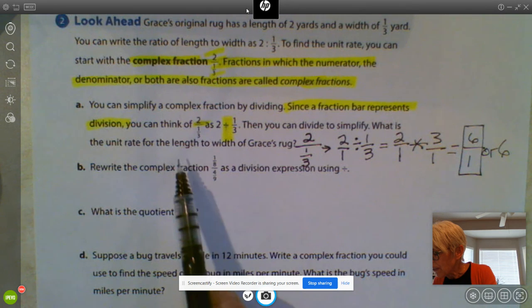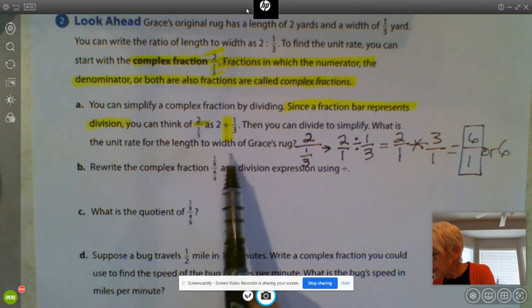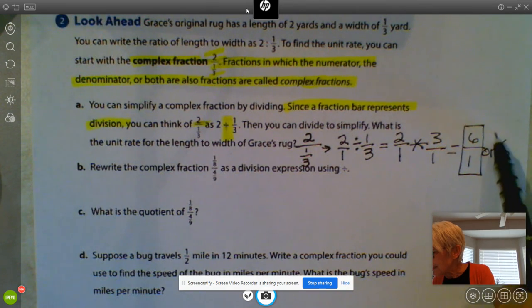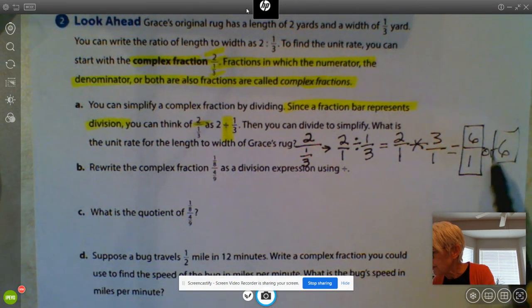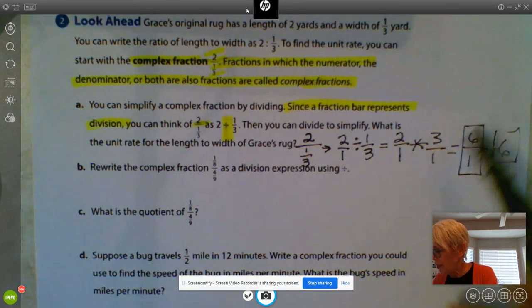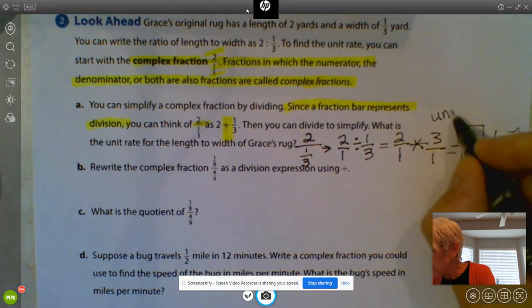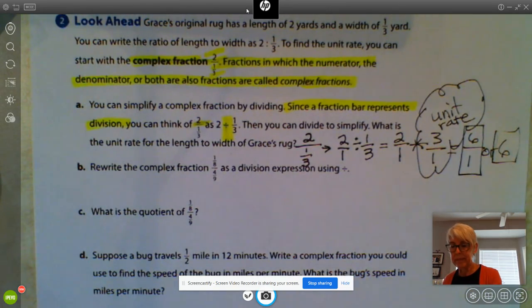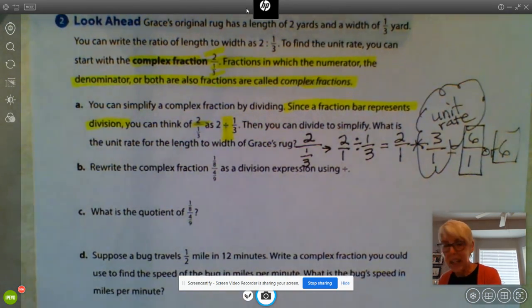Well, let's see. The unit rate of length to width, so her new rug is 6 yards long. The unit rate is 3 to 1. The length is 3, the width is 1. This is our unit rate right here. And I'm going to bubble that all around. Okay, there's our unit rate.